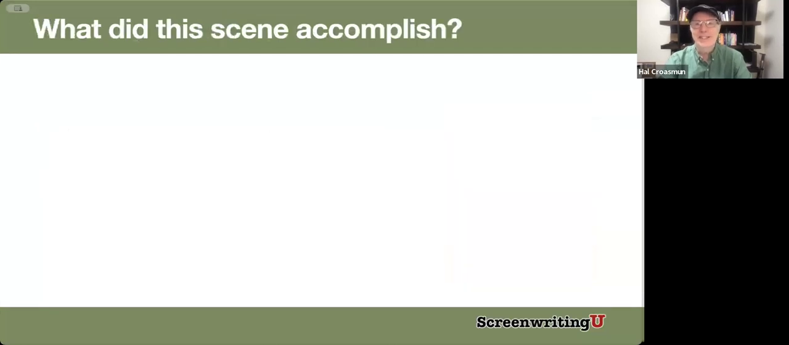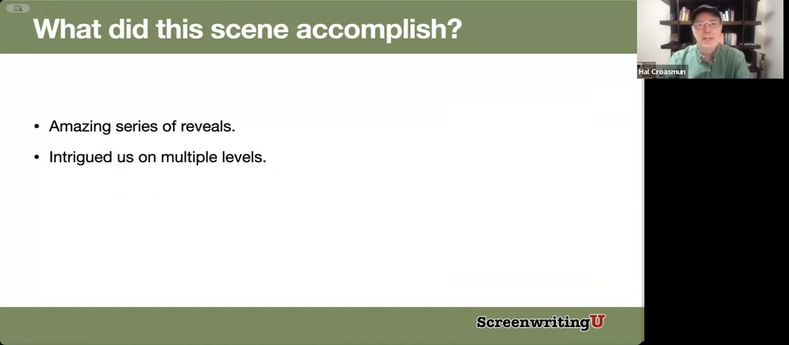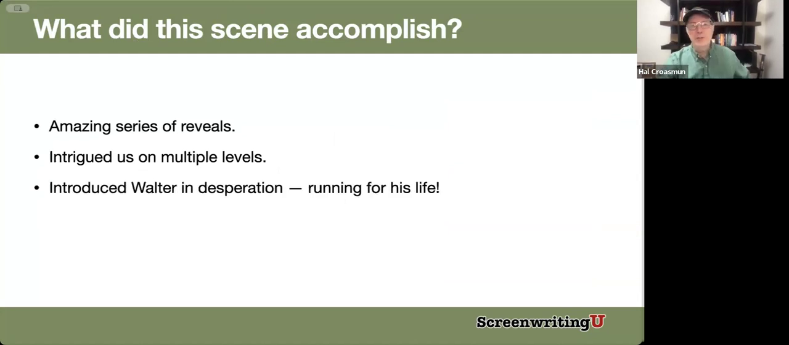Now, that's a lot to happen in a scene, but we got introduced to so many things there. So let's look at what it accomplished. First thing, a whole amazing series of reveals. Just that. And the way they were done. It's like that was one of the first things that had me go, oh my God, this writer is astounding. They had intrigued us on multiple levels. It introduced Walter in desperation, running for his life.